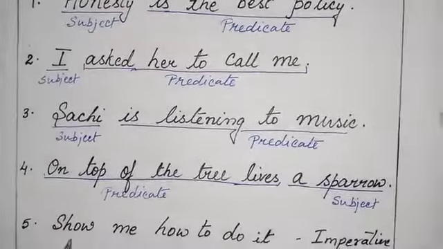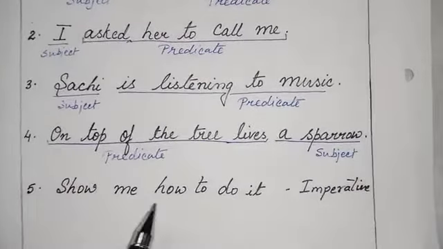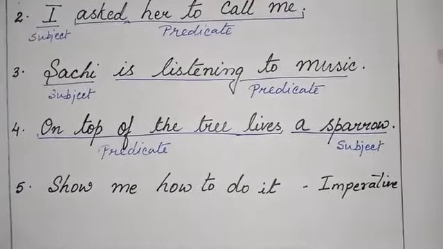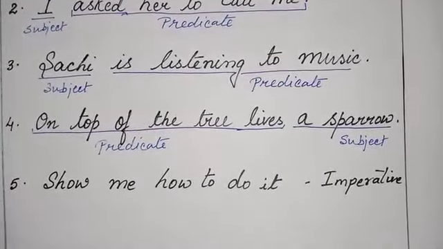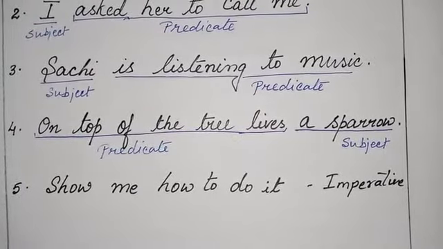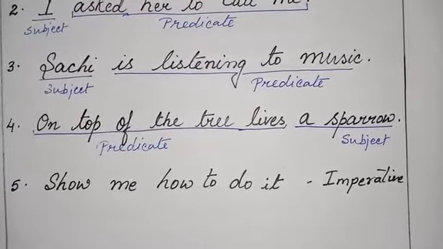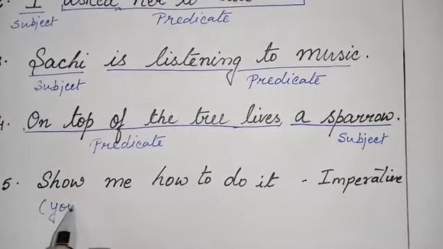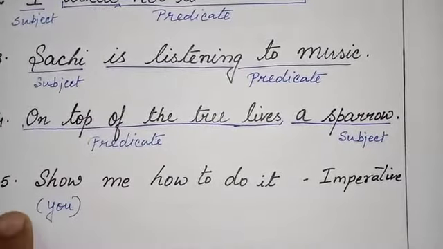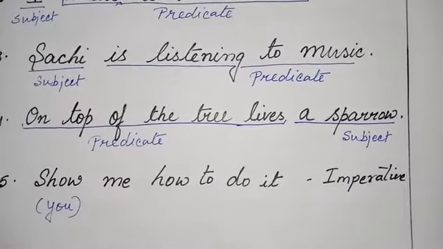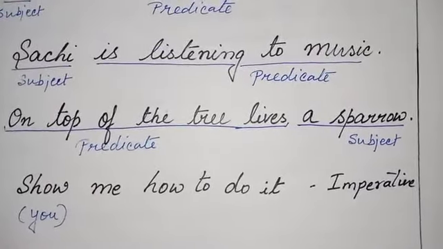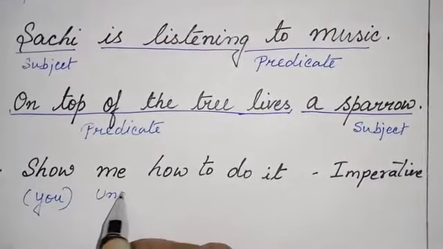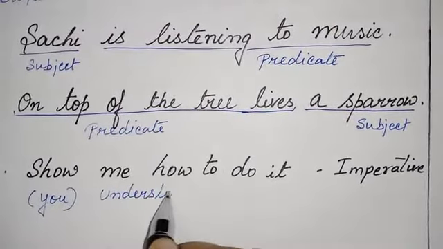Now come to the next sentence. Show me how to do it. This is an imperative sentence. Now, where is the subject here? We can't see any subject. It is here. Here the subject is you, which is an understood subject. See, you is not mentioned here. But in imperative sentences, always you is the subject, which is the understood subject.